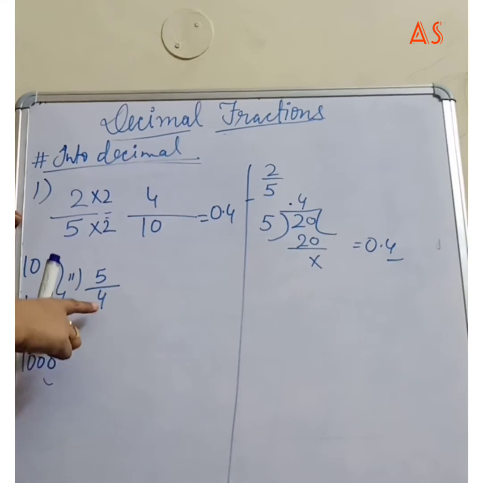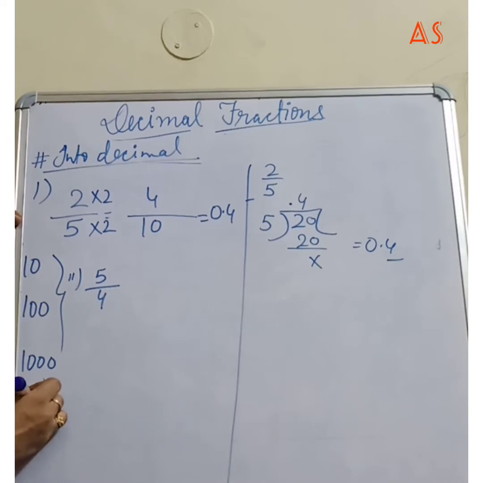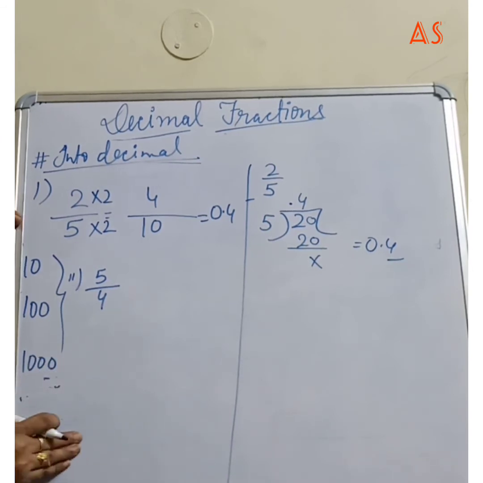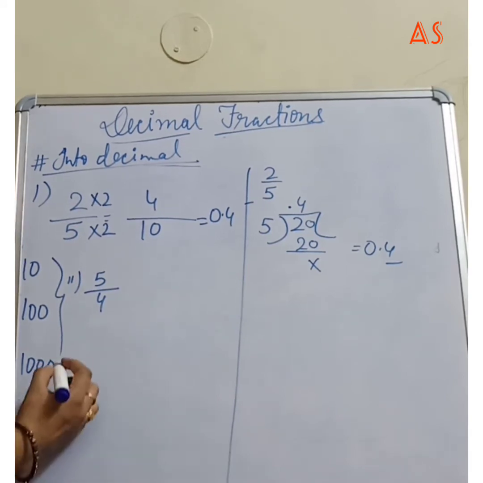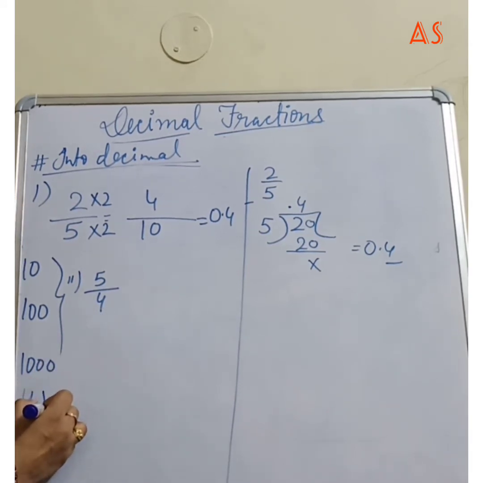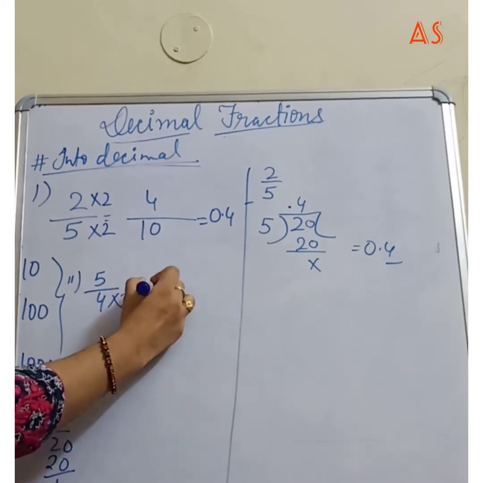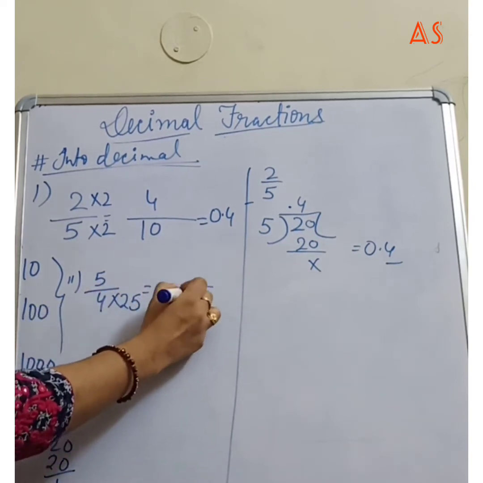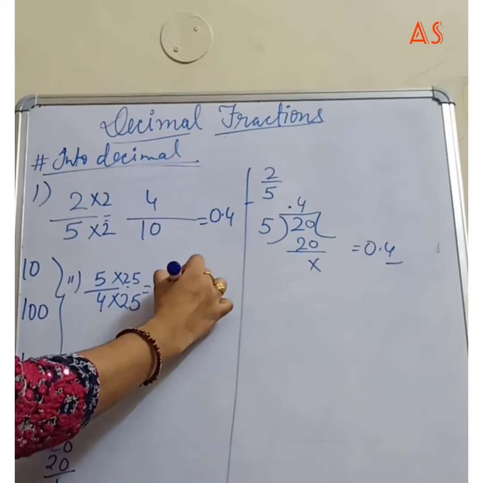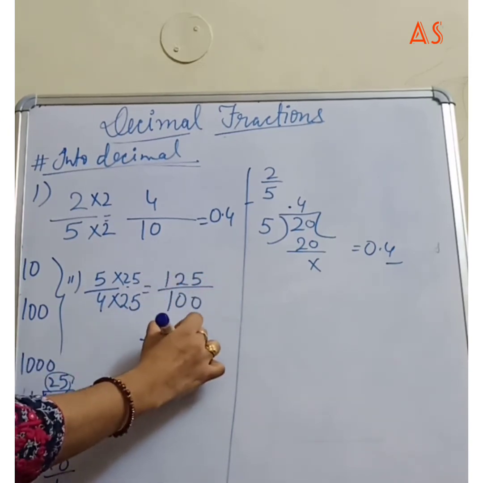Now the denominator is 4. We check how many times to multiply to get the zeros form. 10 does not come in the 4 table, so we check 100. 4 twos are 8, 4 fives are 20, so we get 25. That means we have to multiply by 25 to get the zeros form. 25 fours are 100 and 25 fives are 125. So the answer, with 2 decimal places, is 1.25.